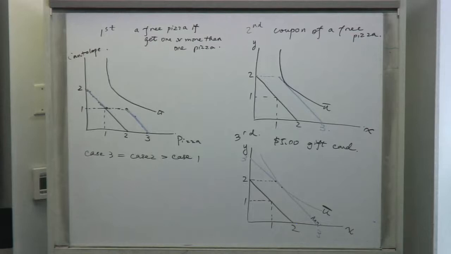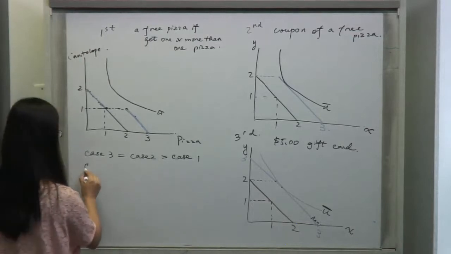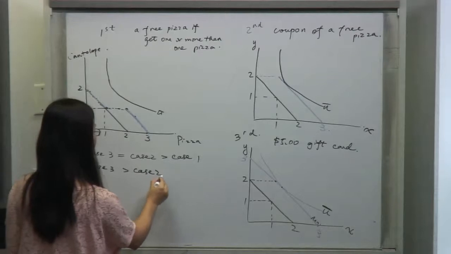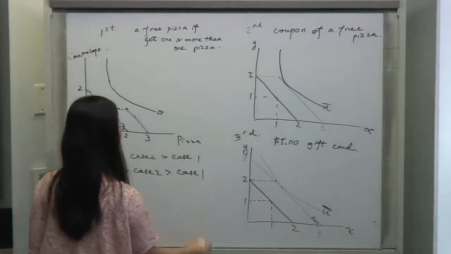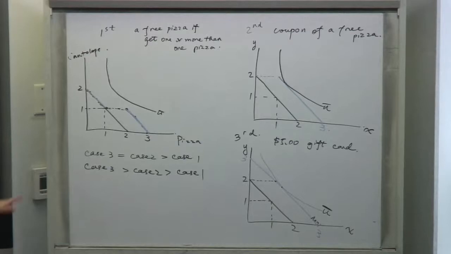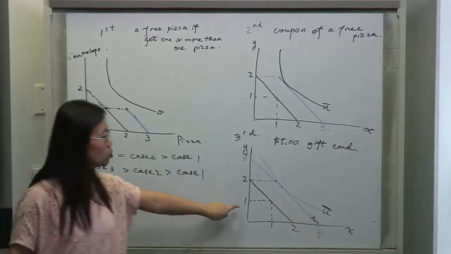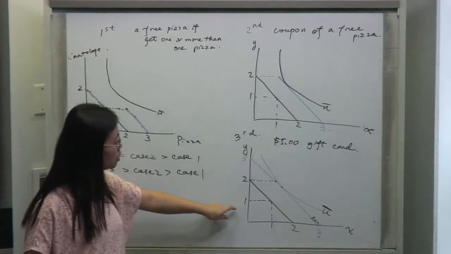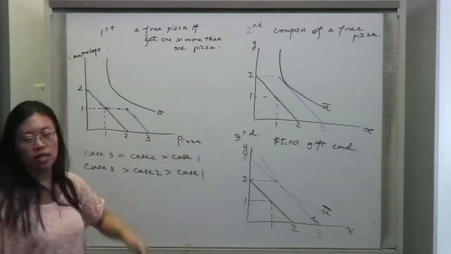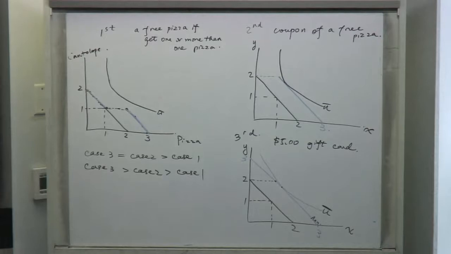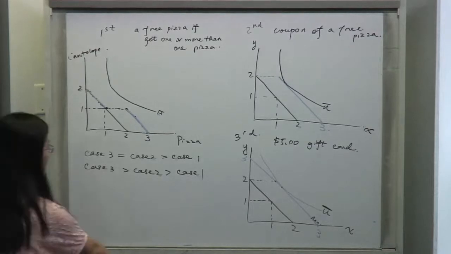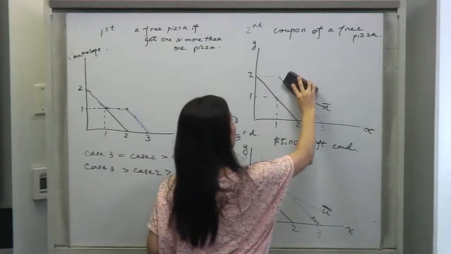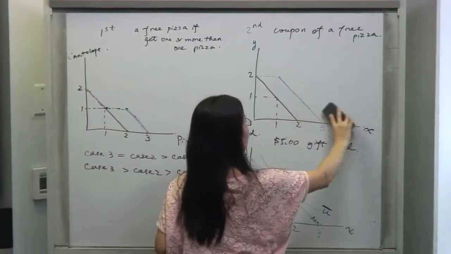Okay. How about this one? I want you to find an individual for whom case three is greater than case two, which is greater than case one. Which means this individual strictly prefers this scenario. So the utility level he's able to get from here cannot be reached by using the other two constraints. Someone whose utility is higher than that. Okay, so somebody want to come here to draw that person? Yes, you can do it.